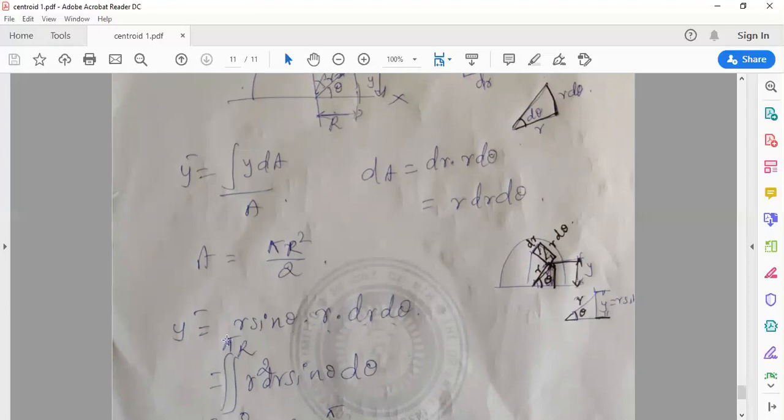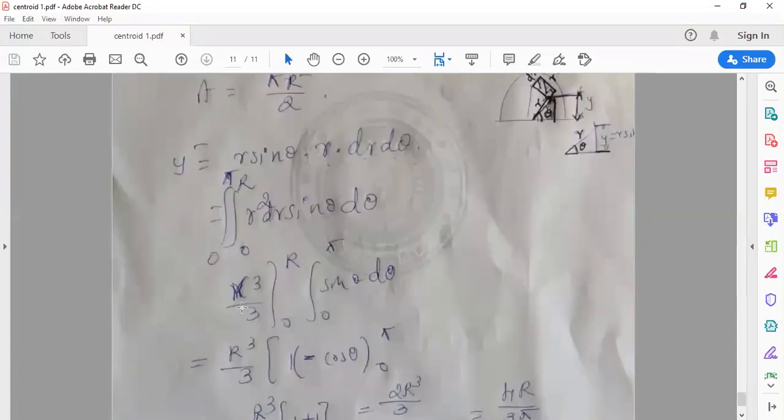Now I am taking the r terms together. So r into r, r squared dr, from 0 to R. If I integrate r squared dr, I get r cube by 3, from 0 to R. Then the theta terms together, sine theta d theta, from 0 to pi. So for r cube by 3, I have substituted small r with capital R, giving R cube by 3.